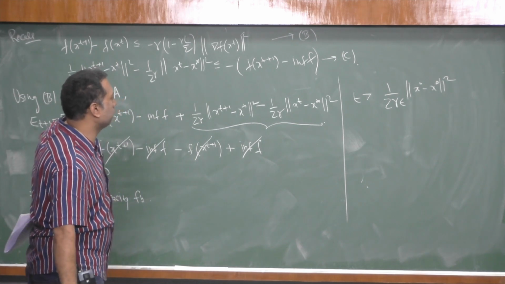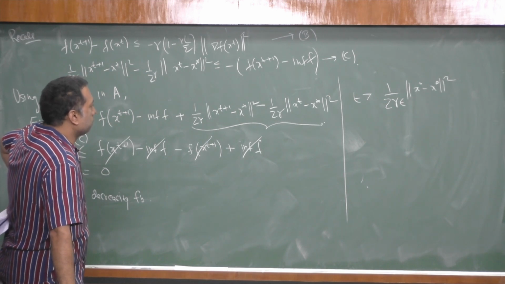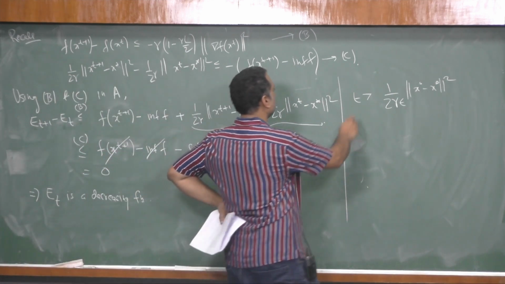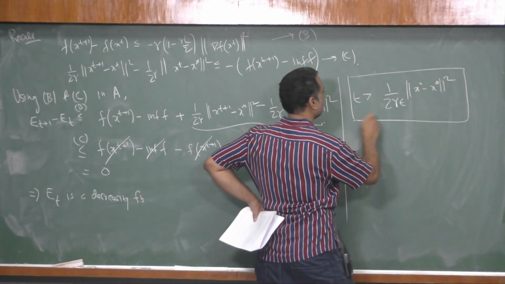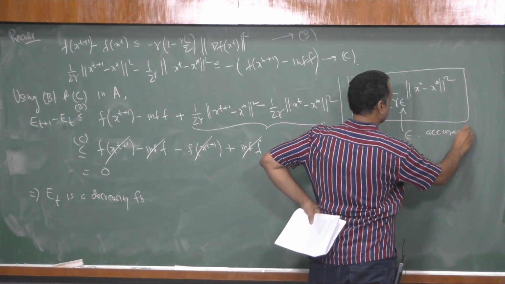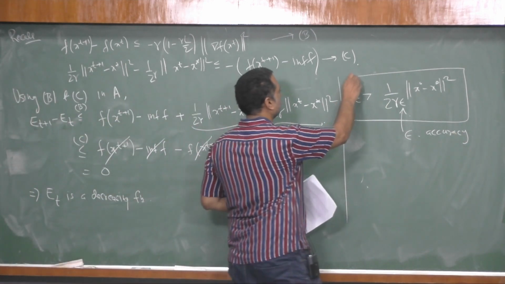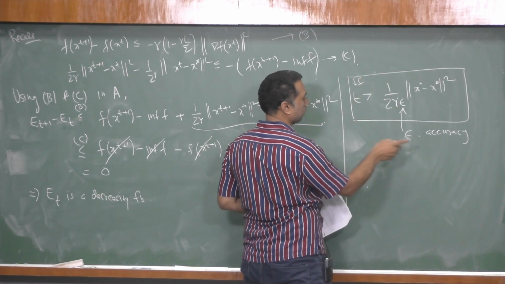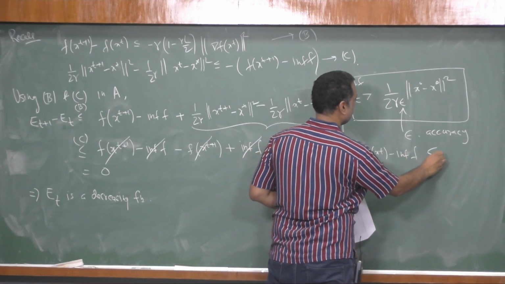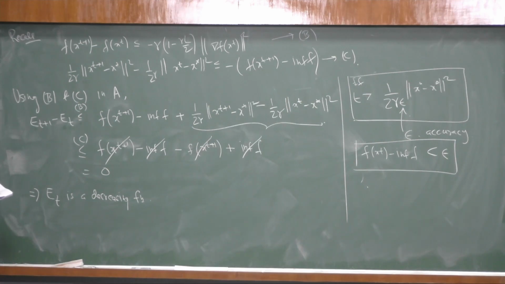So to ensure an accuracy of epsilon, t must be greater than 1 by 2 gamma epsilon times norm of x naught minus x star squared. So this is the minimum number of iterations you have to do to get an accuracy of epsilon. Okay, so if t is this, then f(x_t) minus infimum of f is less than epsilon.